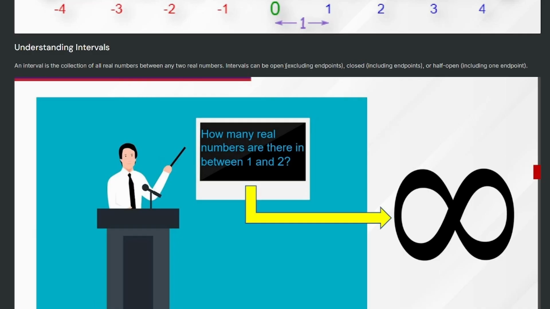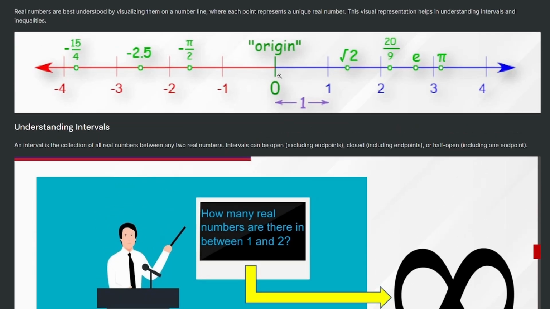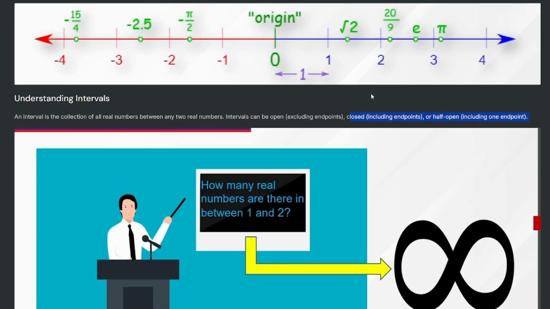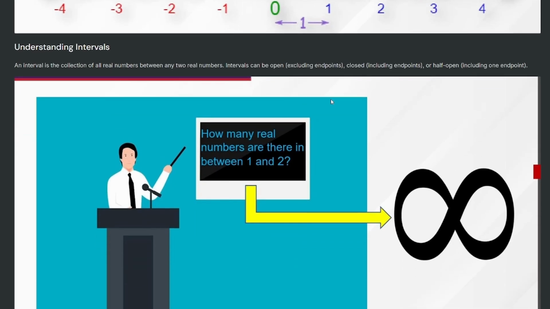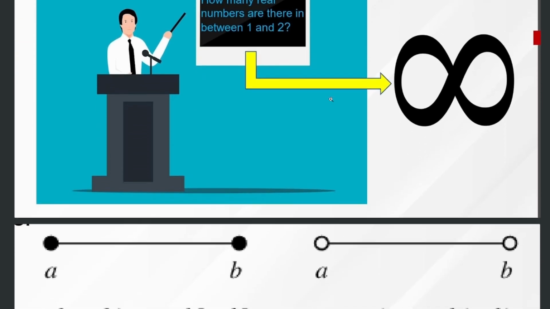If you talk about an open interval, it is excluding endpoints, meaning both endpoints cannot be included. If it was an open interval, then 0 and 1 wouldn't be included, but all numbers between 0 and 1 would be included. And in a closed interval, both endpoints are included, 0 and 1 are included. If you talk about a half open interval, where it is closed, the number is included, and where it is open, the number is not included. We'll visualize it in a short time.